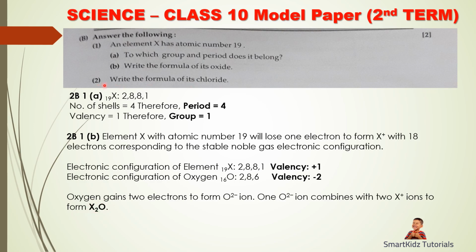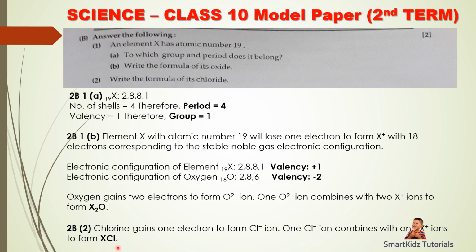Coming to the question 2, write the formula of its chloride. So again, same logic applied over there. X has a valency of 1, so it has a positive 1, and chlorine has an atomic number of 17. Oxygen is 8, chlorine is 17, which means it needs 1 electron. Oxygen needed 2, chlorine needs just 1, and hence has a valency of -1. Because both are 1, the formula of its chloride will be XCl. There you go, XCl. So element X with its chlorine atom.